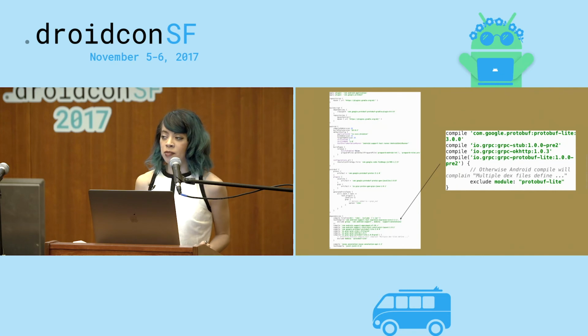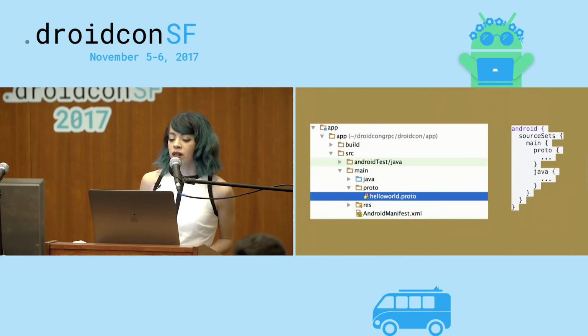Next is an OkHttp dependency. gRPC on Android using this plugin is backed by OkHttp, so we add that dependency. And lastly, we have to add a dependency specifically for gRPC using Protobuf Lite. And there's a little note that you have to exclude this Protobuf Lite module from this dependency because it's already added in a previous dependency, and you'll get an error about the duplication.